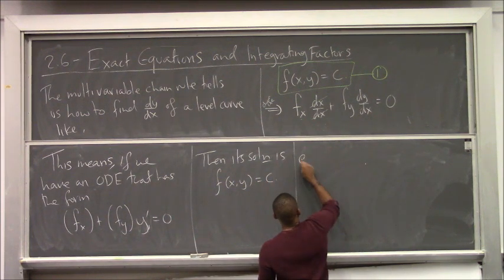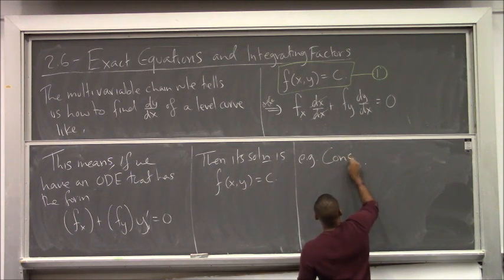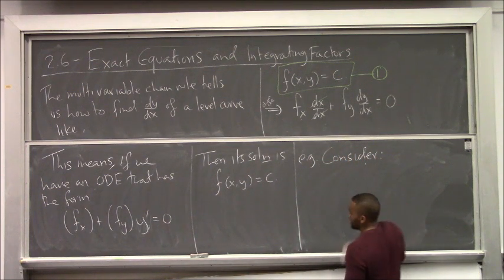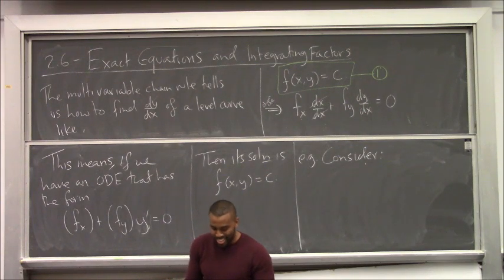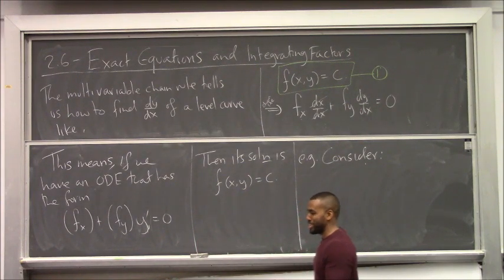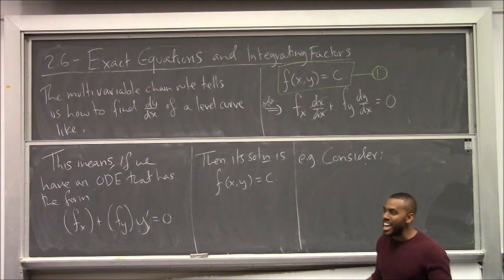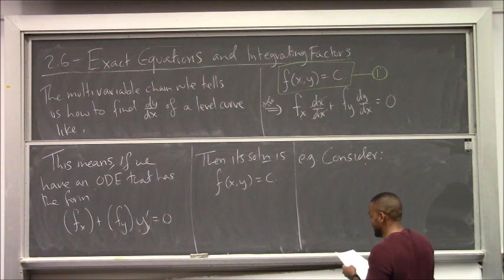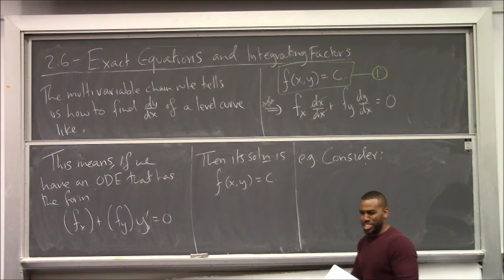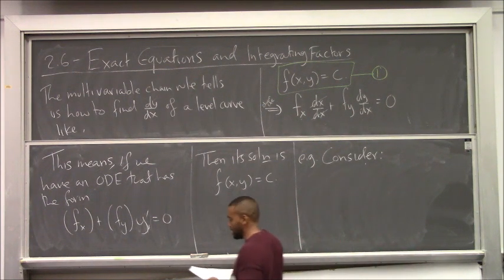Here's an example. Consider. That's the scariest word in mathematics. It's usually when someone's going to pull a rabbit out of a hat. Like, where did that come from? Why would I be considering this? It's like they're assuming you clearly see where this is coming from. Okay.